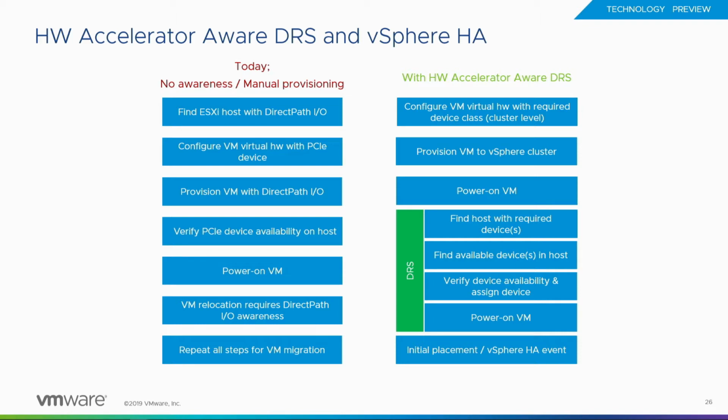So if you look at the left-hand side, this is where we are today. If you use direct path I/O, you'll have a lot of manual configuration, right? And you constrain yourself for initial placement. So with hardware acceleration aware DRS, you can now basically expose that capability to the virtual machine, and DRS will take care of the rest. Obviously, you would need hosts that are equipped with a GPU, and that GPU still needs to be available, but it's a step in the right direction, if you ask me.